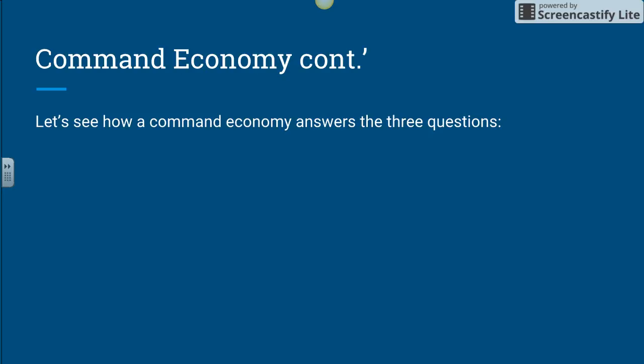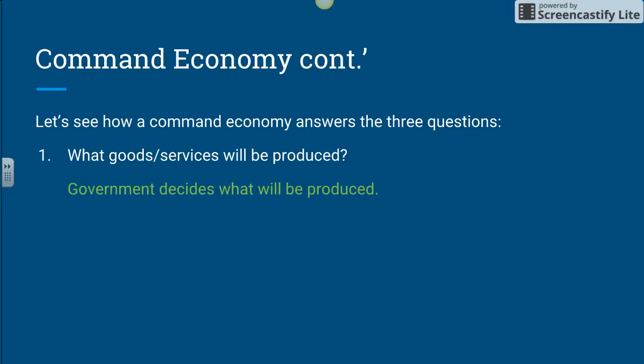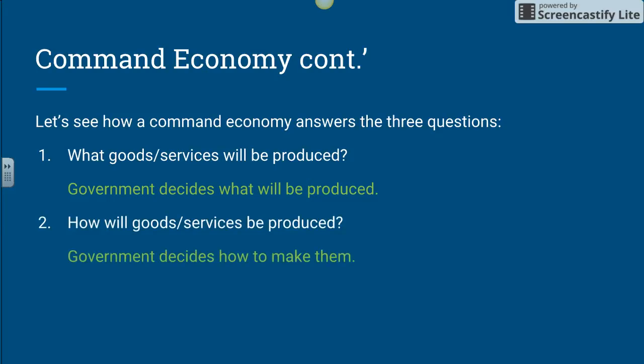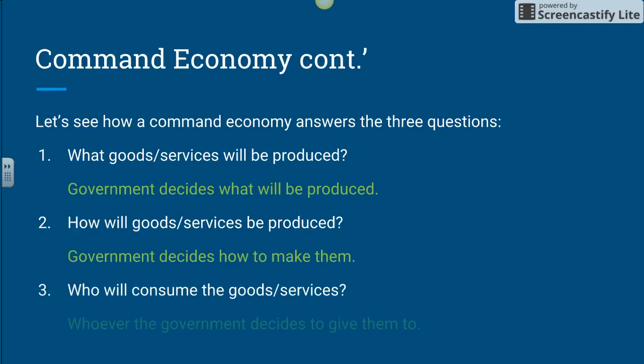So how will a command economy answer these 3 questions? In a command economy, the government will decide what will be produced. The government decides also how to make the goods and services. And the government gets to decide who to give the services to. They get to decide who gets to use the things or buy the things or have the things that are produced.